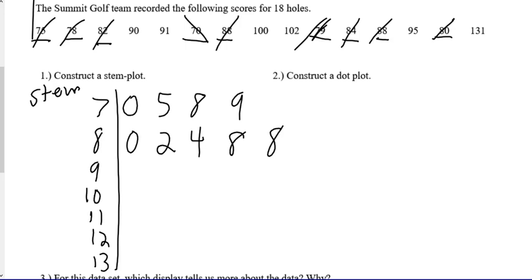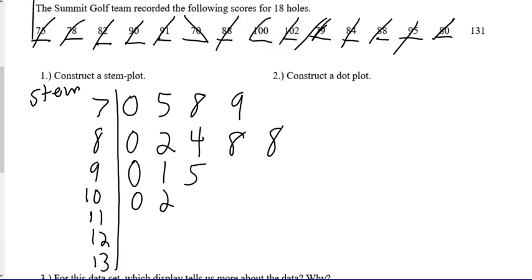That's okay. 90s. 1, 2, 3 numbers there. So for 90, I put a 0 here, 91, and then 95. So I'm going to put a 5 here. Now, do I have any numbers in the hundreds? Yes, I do. I have 100, okay, 100, and 102.